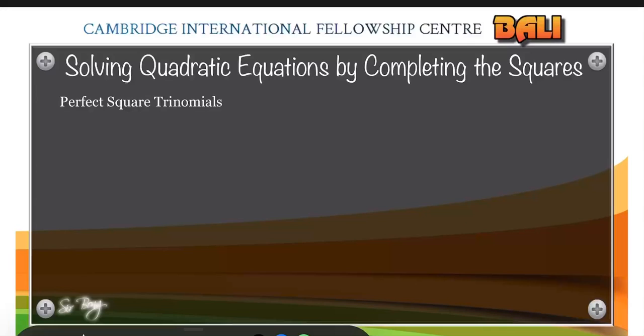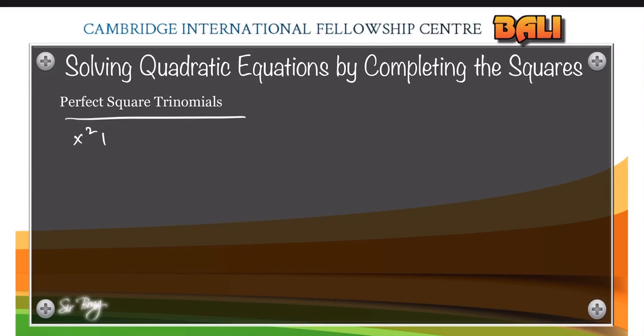Hello everyone, another way of solving quadratic equations is by completing the squares. Since we are going to complete the square here, let's recall first what perfect squares, or perfect square trinomials, are. What are examples of perfect square trinomials? These are examples of perfect square trinomials.